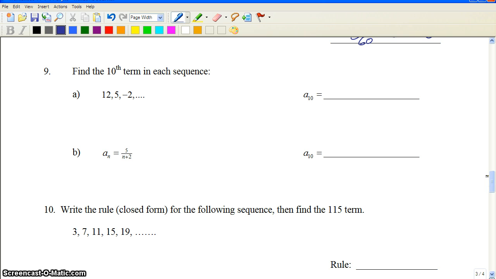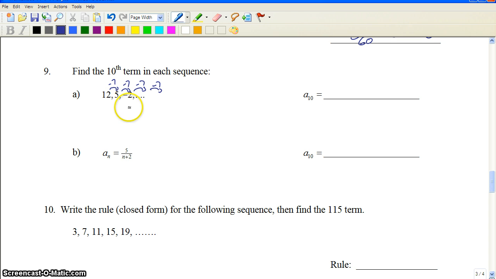Find the 10th term in this sequence. Oh, interesting. First we need to figure out what the pattern is and see where we go from there. So let's first check to see if it's arithmetic. So 12 minus 5, so we go down by 7. So that's a minus 7. Do we go down by minus 7 again? Okay, we do. So then we can assume that we keep going down by minus 7.